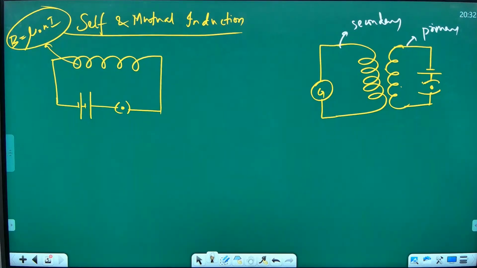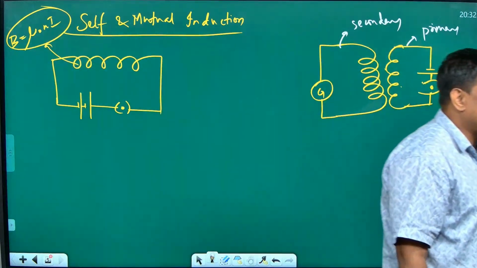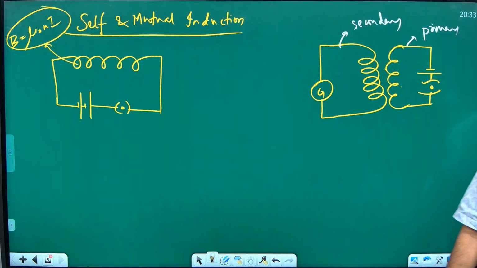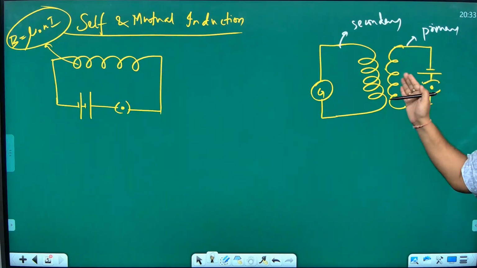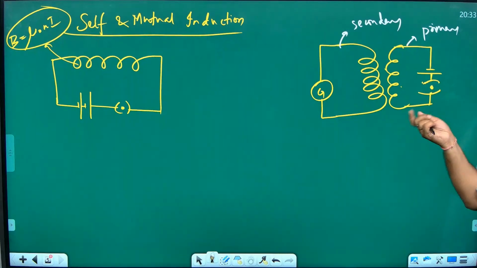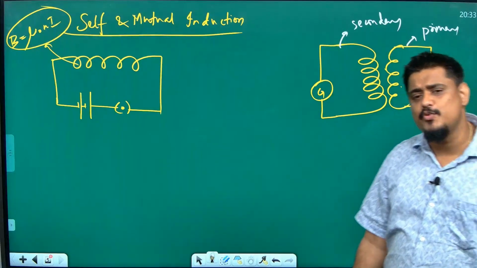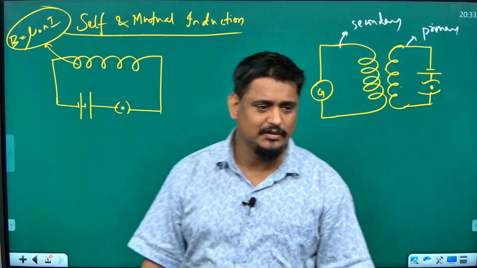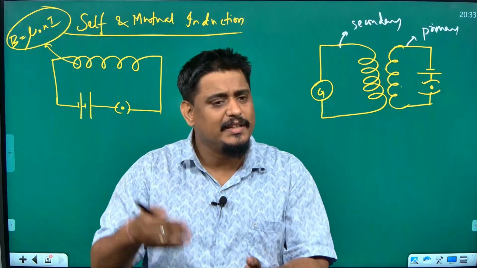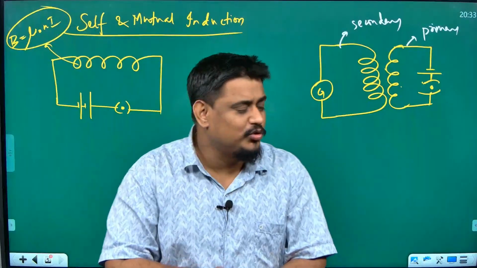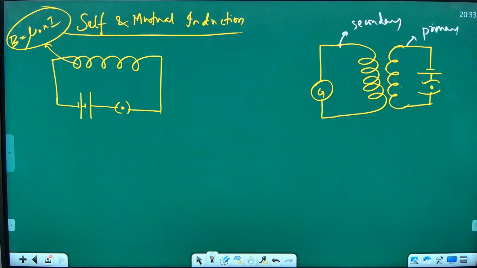If you see deeply, you will understand that mutual induction is a consequence of self-induction only. It means whenever there is mutual induction taking place, self-induction is also taking place, isn't it? Self plus mutual, only self. Can we have mutual induction without self-induction? Impossible. Because we need a coil for creating mutual induction, and in that coil there will be self-induction also. So, it is impossible to have mutual induction without self-induction. I hope you get my point.